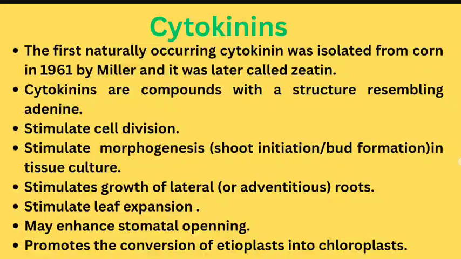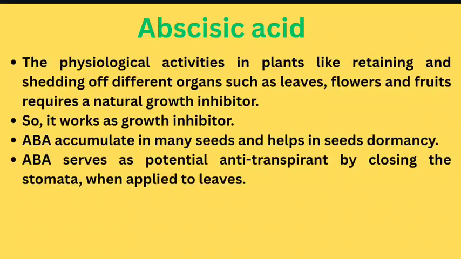Okay. Let us know about abscisic acid. As you know, it is the inhibitor phytohormone. The physiological activities in plants like retaining and shedding of different organs such as leaves, flowers and fruits require a natural growth inhibitor. So it helps in the falling of leaves, flowers and fruits from the plant. So it works as a growth inhibitor.